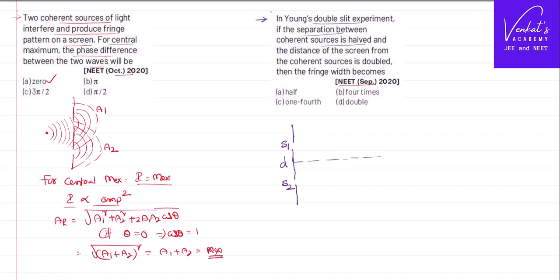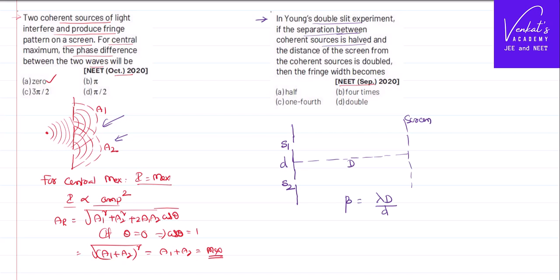From them, there is a certain distance where there is a screen. The distance between the screen and the slits is capital D. Then there is a fringe formed on the screen, like I have explained in the previous video. That fringe will have a certain width. The fringe width beta is measured as lambda into capital D by small d. We have derived this in the actual lesson of this physical optics. You can go through the derivation if it is required. Right now I am not deriving it.